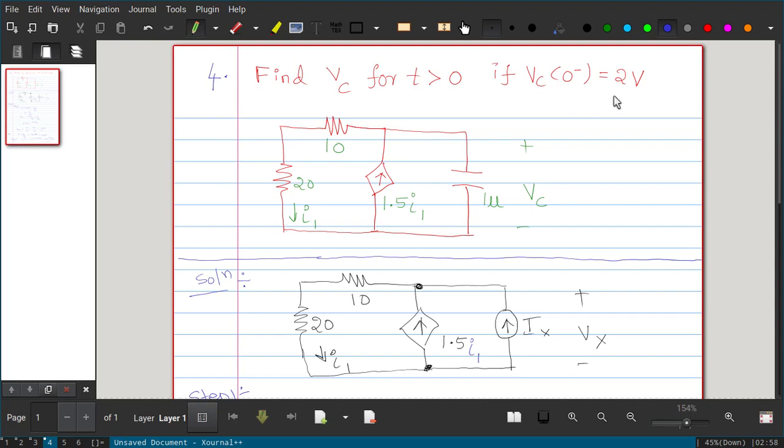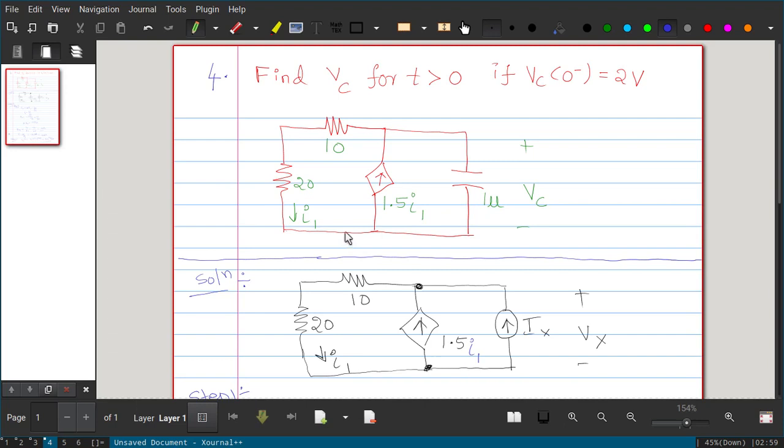VC of 0 minus is 2 volt. It is already given, so you need not calculate VC of 0 minus. And you have one 20 ohm resistor, with current I1 passing through it, and a 10 ohm resistor, and a current controlled current source. Which current is controlling? I1 is the controlling current. So the magnitude of this current source is 1.5 I1. And we have a 1 microfarad capacitor, and the voltage across that is VC. That is what you have to calculate.